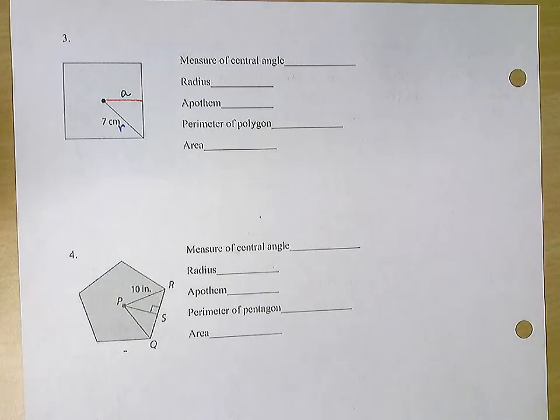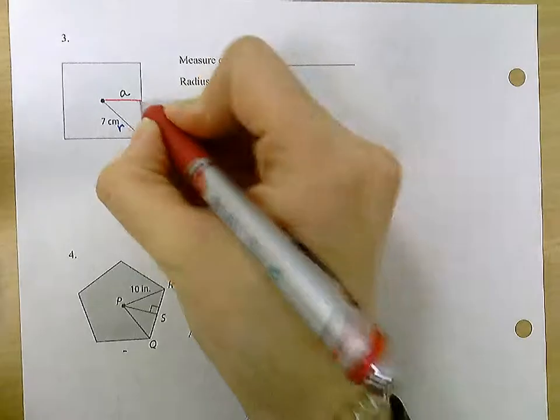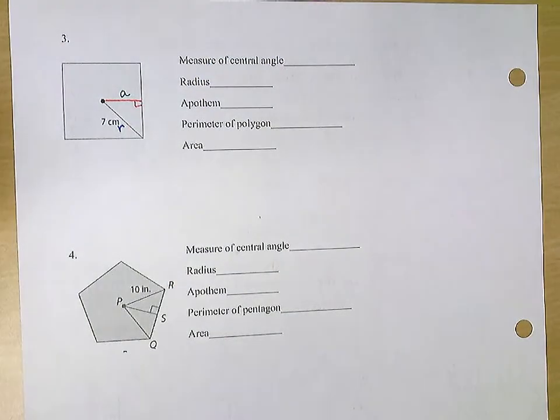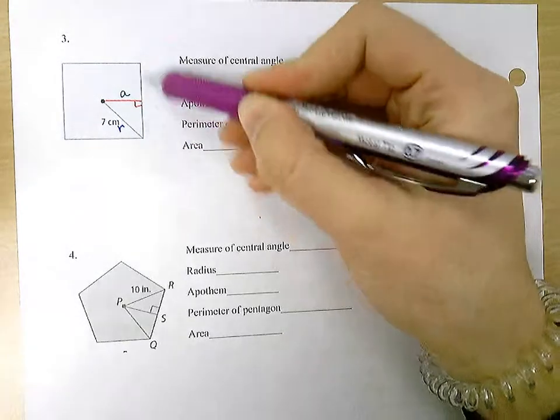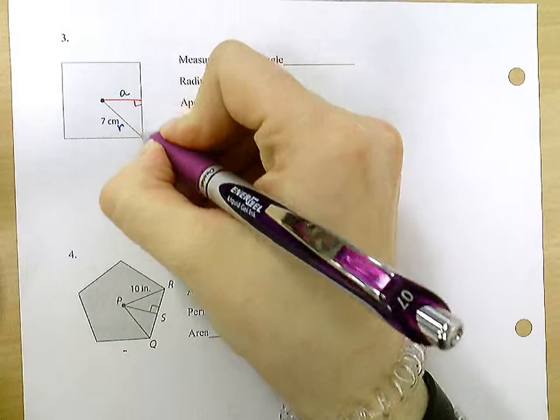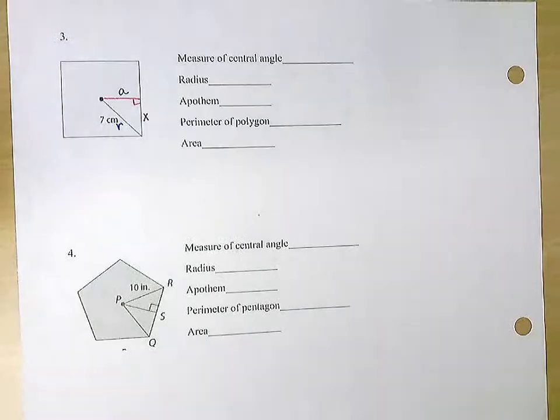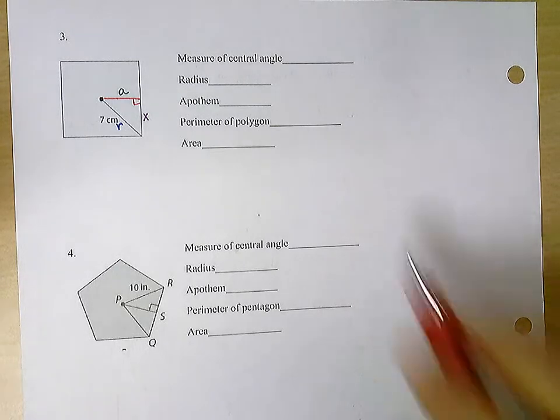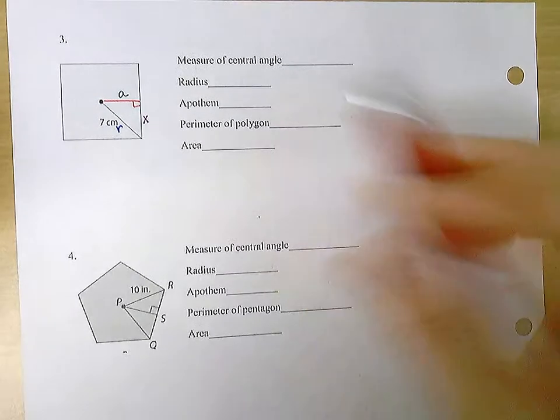Okay, so label my side as A. Now this time I'm not given this side length along the side of your square. So I'm just going to label that piece right here as X. Okay, so we already have the radius, but we have to find the apothem and that missing side in that right triangle. So again, first thing I want to do is find the central angle.